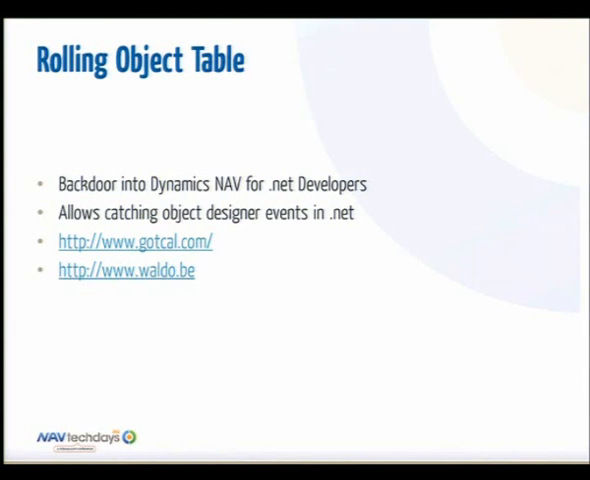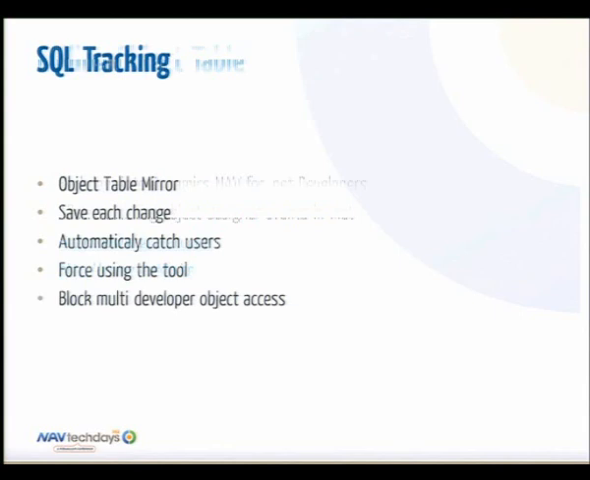The rolling object table, for some reason, didn't work in early builds of version 7. They started to discuss it with Microsoft, and from what I know, it will be working in future versions of Dynamics NAV as well. But it's a backdoor and it's not officially supported.